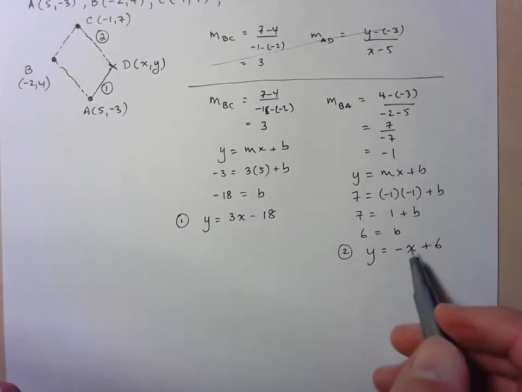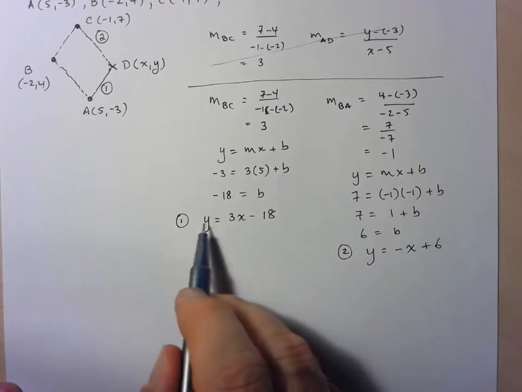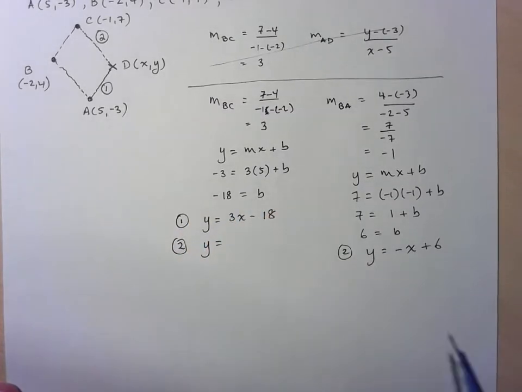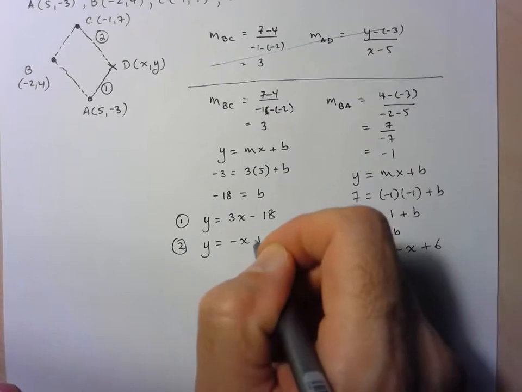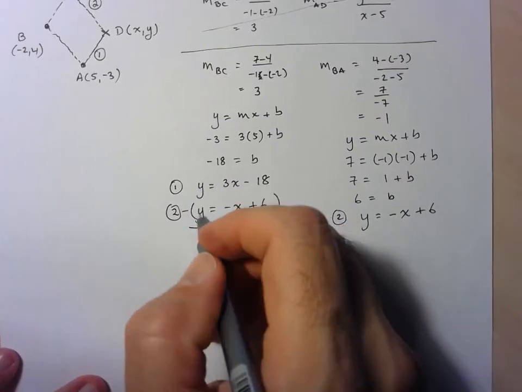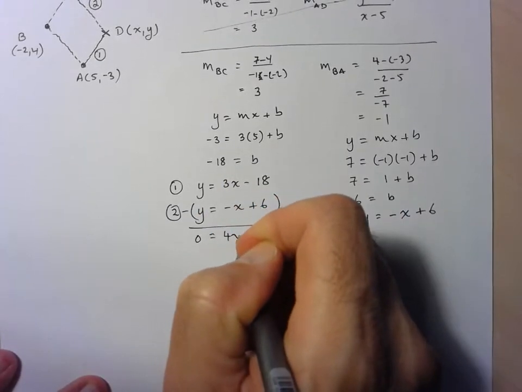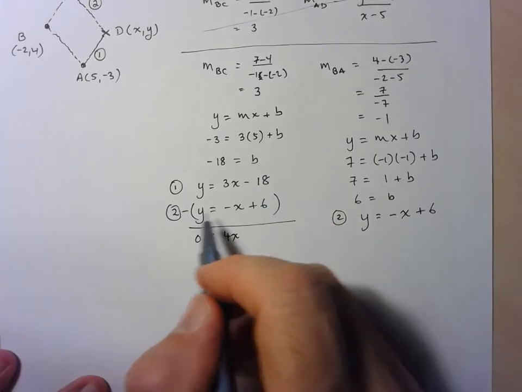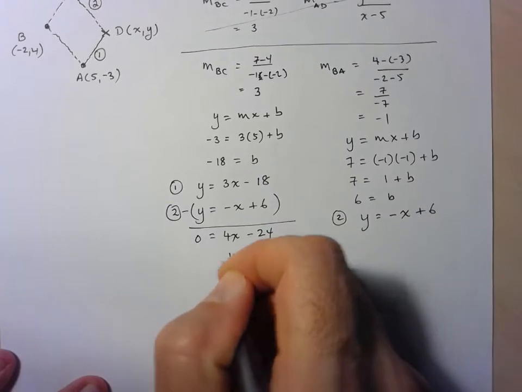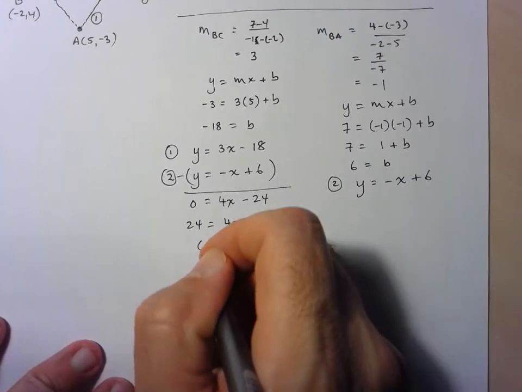And now I can just solve this system of equations. But hey, I already have the same coefficient in front of both of the y's, so I don't have to do any multiplication. Here, with negative x plus 6, I can just subtract these two equations. So y minus y is 0, 3 minus negative 1 is 4x, and negative 18 minus 6 is negative 24. So 4x equals 24. X is equal to 24 over 4, which is 6.